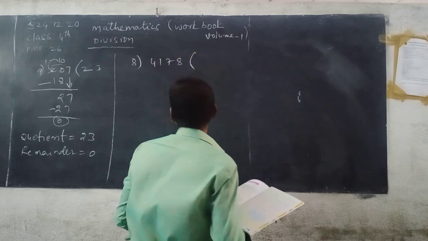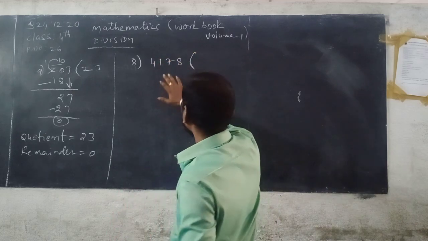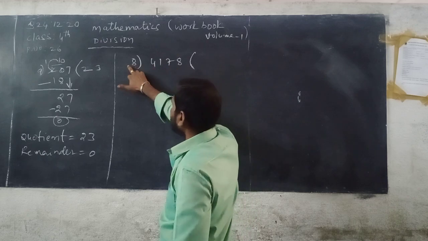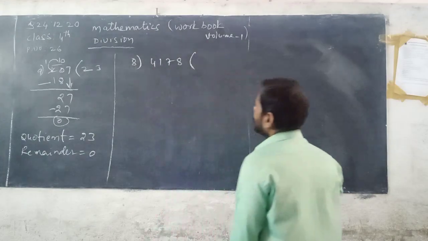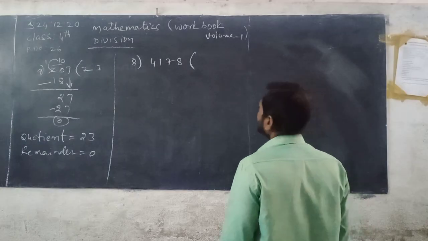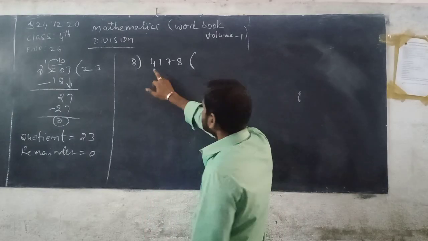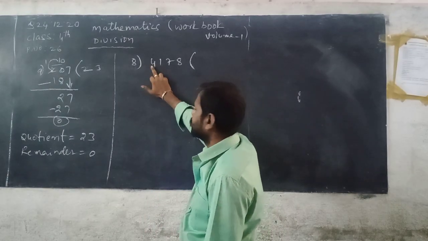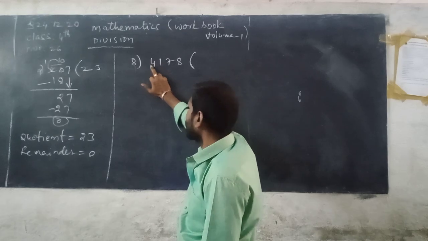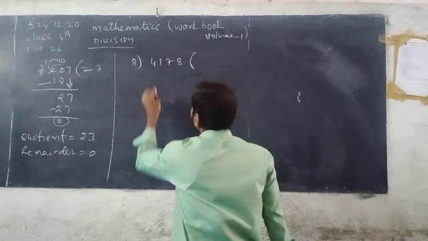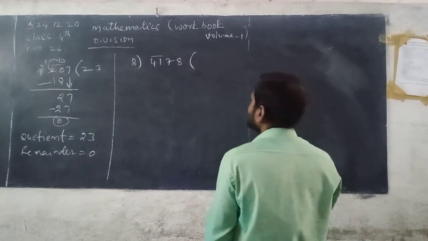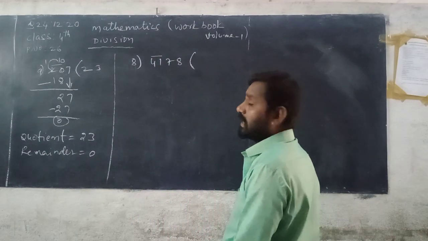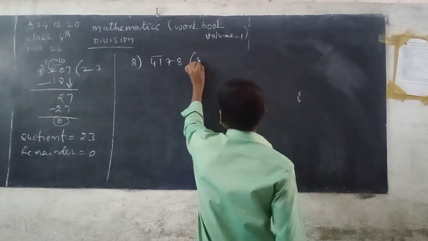4178. See here, 4178 is divided by 8. So then you can read the 8 table. How many digits do we have to take from left to right in the dividend? We have to take 2 digits, because the first digit on the left side is 4, and 4 is smaller than 8. Then you can read 8 fives are 40, 8 sixes are 48. 8 fives are 40.